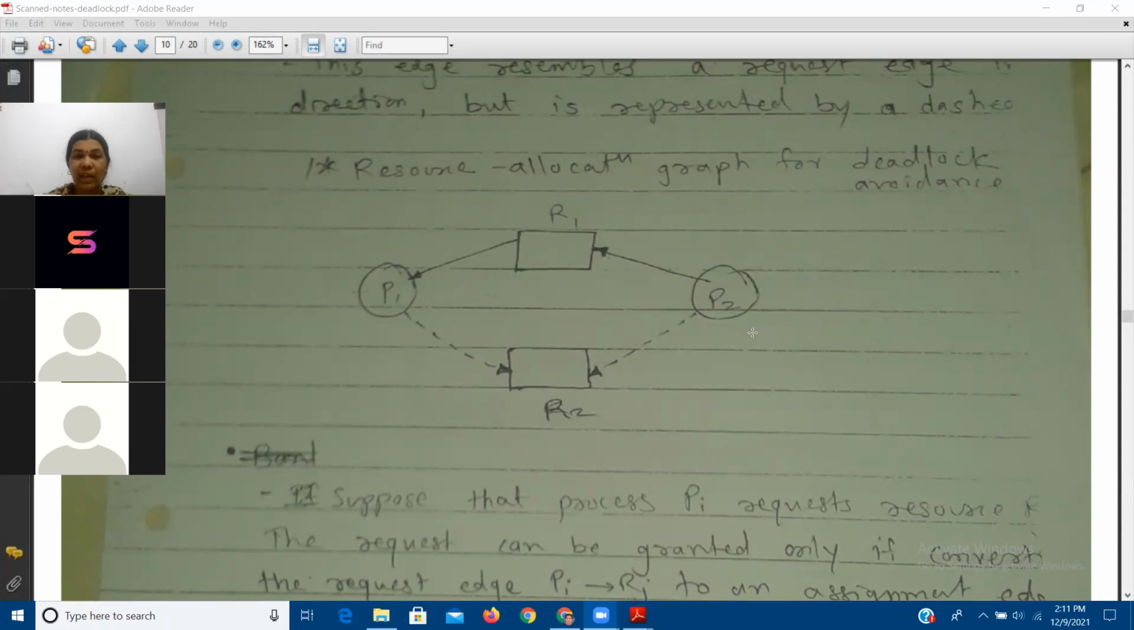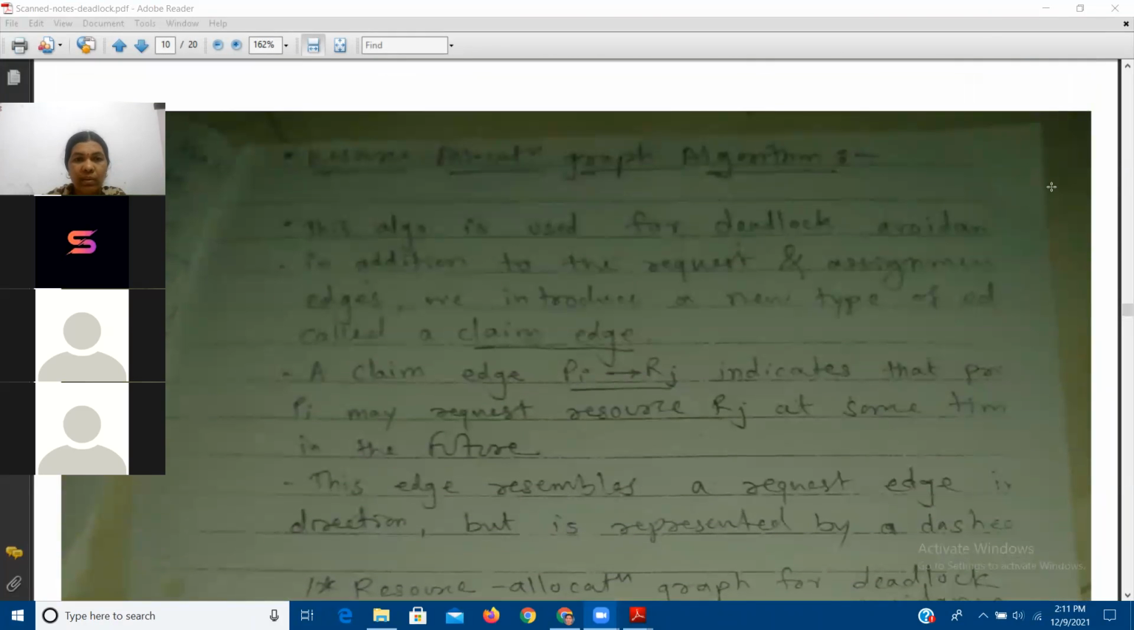In this diagram, R1 has only one instance and R2 has only one instance. We have not shown the dot inside the square, but by default if we show only a square, it indicates that only one instance is there for that resource type. If there are multiple instances of the resource type, this algorithm is not applicable. This is the major drawback of this algorithm. Okay, so just note it down.